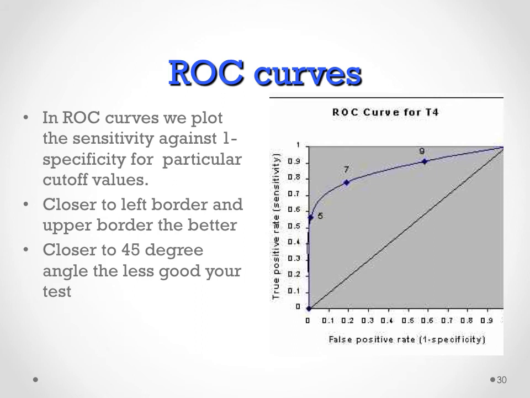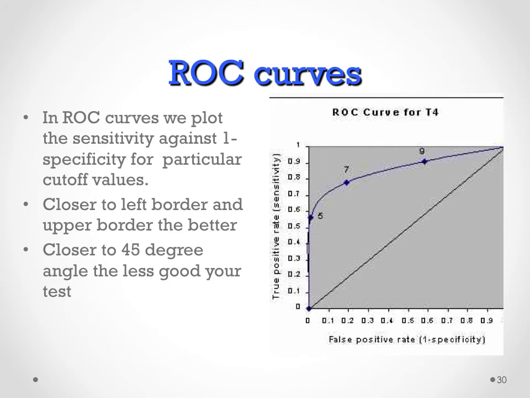So in ROC curves, what we do is we essentially plot the sensitivity against 1 minus specificity, or the false positive rate. And we take the cutoff values for the test and plot them on a line in which we, as I say, map sensitivity on the y-axis against 1 minus specificity on the x-axis.